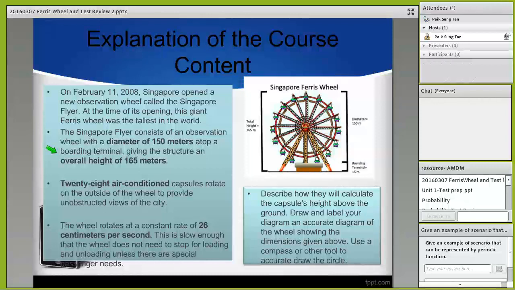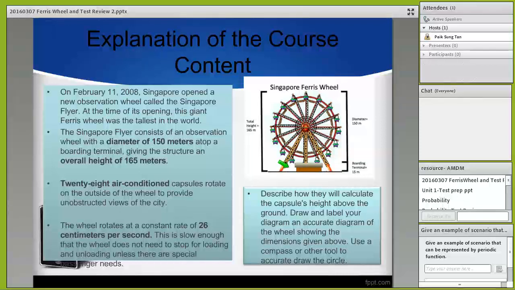An accurate diagram of a wheel showing dimension given above. Okay, so we know the total height is 165. Out of this height, 15 of them right here is a boarding terminal. And the diameter is right here. This is the diameter of the Ferris wheel, which is 150 meters.